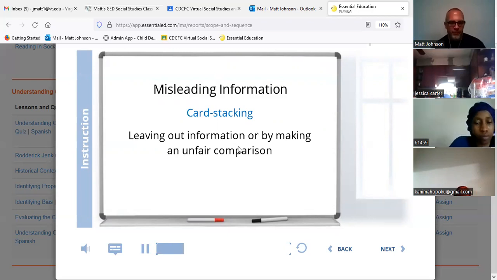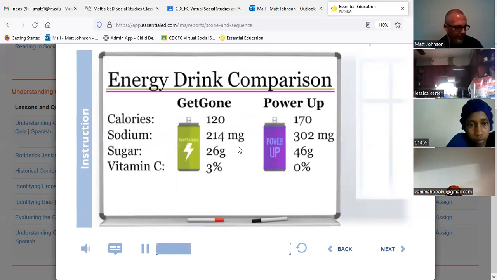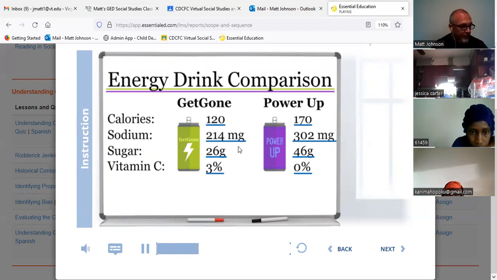Card stacking can be hard to spot because you don't know what you don't know. Here, let me show you what I mean. Take a look at this ad. At first glance, this looks like a no-brainer, right? Get Gone has fewer calories, less sodium, and lower sugar. Heck, Get Gone even has 3% of your recommended daily vitamin C. Bonus! But what if I told you that this advertisement is comparing a small Get Gone energy drink with a large Power Up drink? Pretty sneaky, right?